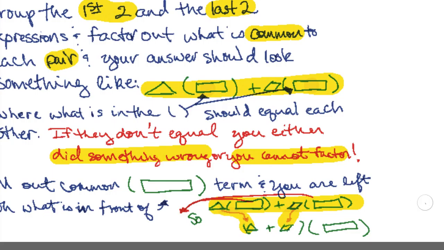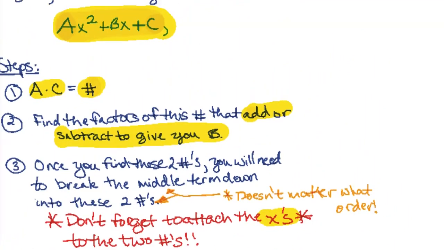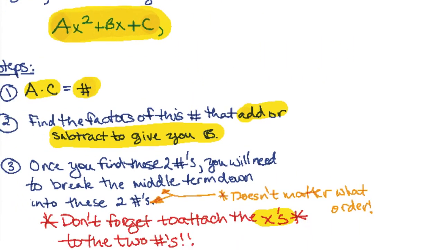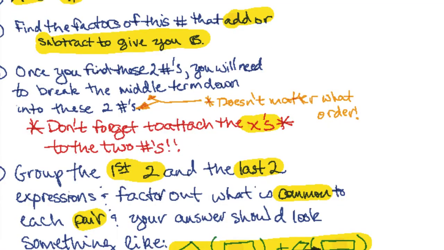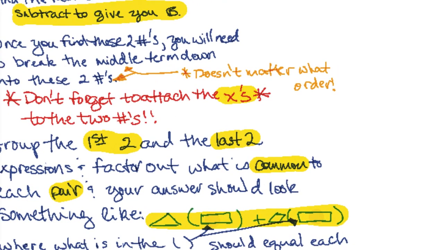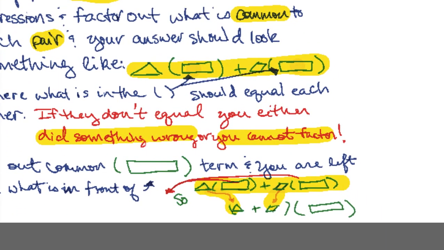Okay? So it might seem a little far-fetched because we're using symbols and letters and stuff, but just try to keep this concept in mind. The main steps are taking that a times c, and don't forget the negatives, and then they add or subtract to give you that middle term b. Break that middle term down. Don't forget the x's. Factor out what's common in the first two and the last two, then factor out that common left expression. All right.